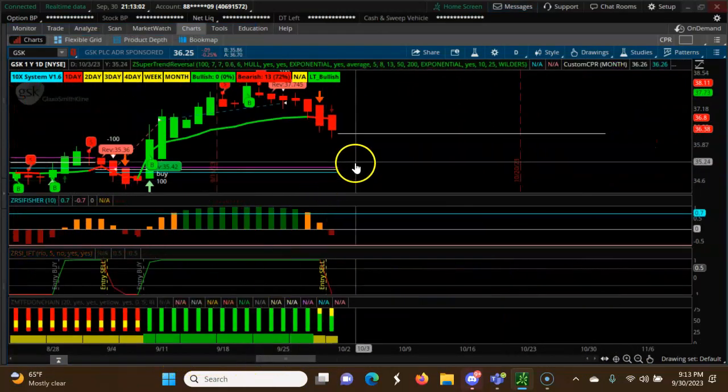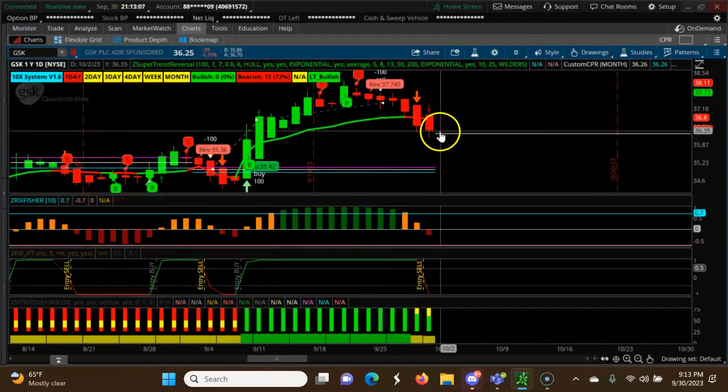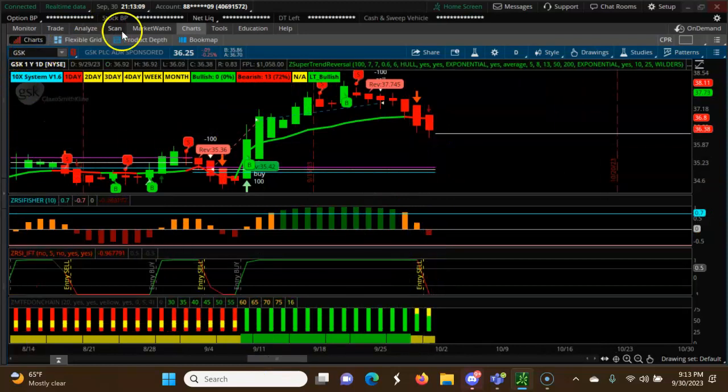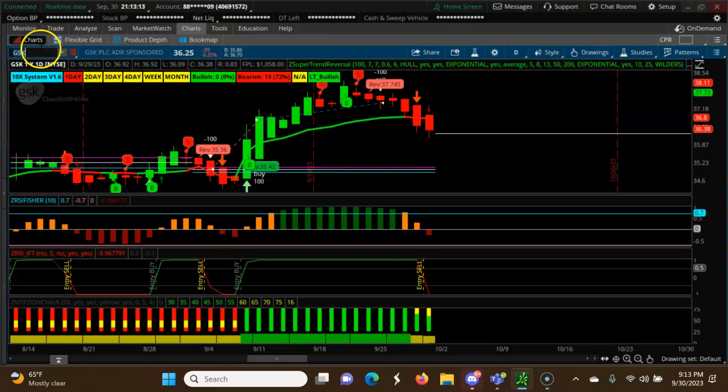You can see a narrow CPR here, GSK. It's indicating it's going to be bullish. But everything is bearish here. Okay. Let's look at the next one, PSK.